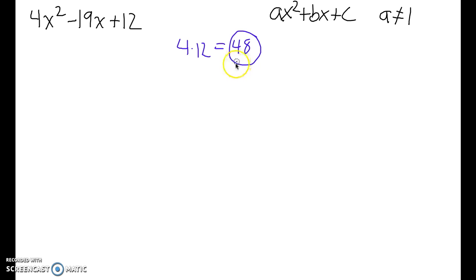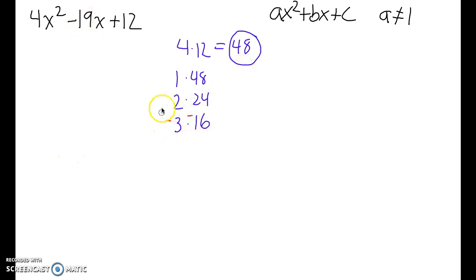Now this is the number that we're going to look for two numbers that multiply together and give me 48 and add together and give me negative 19. So I could think of 1 times 48, 2 times 24, 3 times 16. Now it's important to remember if this sign is positive, then both signs in my factors must be the same. And this is negative, meaning that both of them should be negative. So I actually have my factors right here if I consider negative 3 and negative 16. Those are going to multiply together and give me a positive 48, add together and give me a negative 19.